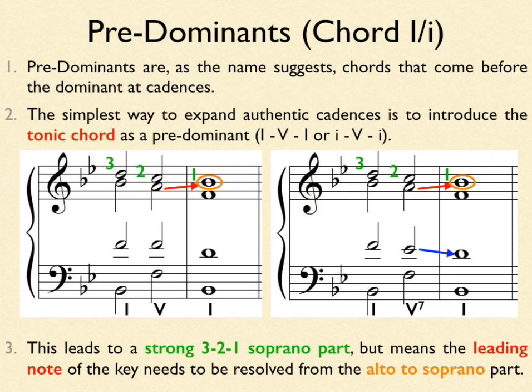So it needs to sound as if the leading note is rising. Basically, that's the easiest way to expand an authentic cadence: just introduce a tonic chord that comes before it. And again, you can either just keep it as a 1-5-1 chord progression, or you can make it a wee bit more adventurous and have a 1-5-7-1 chord progression, and that I think sounds better.